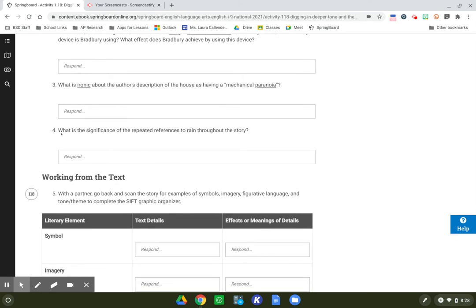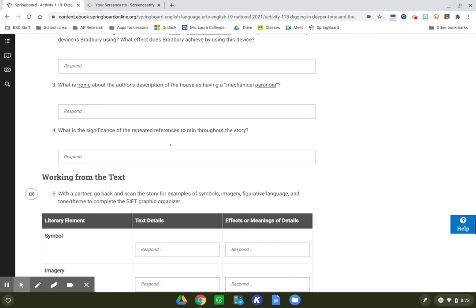And then number 4, what is the significance? So why is it important that there are these repeated references to rain throughout the story? Why does the author talk so much about rains? In fact, rain is referenced in the title. There will come soft rains. So think about why rain happens to come up repeatedly.